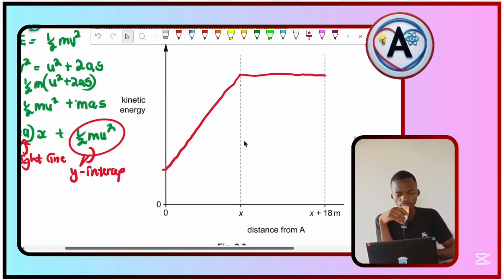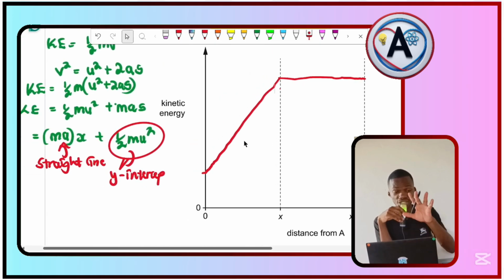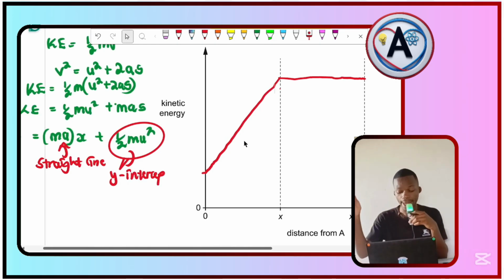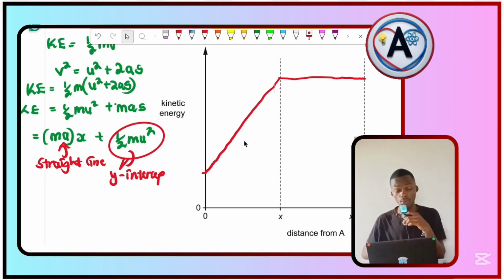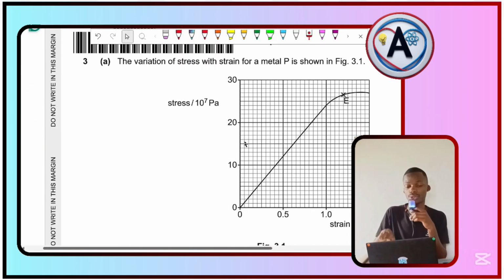Let's move on. Question 3. I hope it makes sense. So graph sketching, remember, ask yourself, what equation can I use and how can that equation help me to be able to solve the problem that I want to solve?